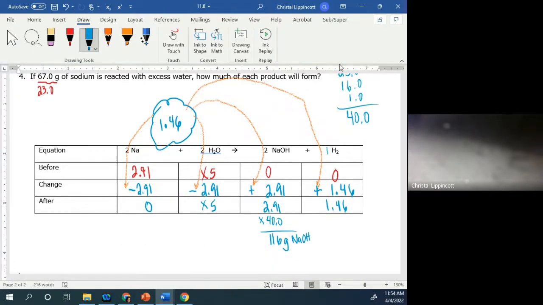This is H2. So I've got 2 hydrogens at 1 each. So that ends up being that I'm going to multiply this by 2. So that is 2.92, and that's grams of H2.